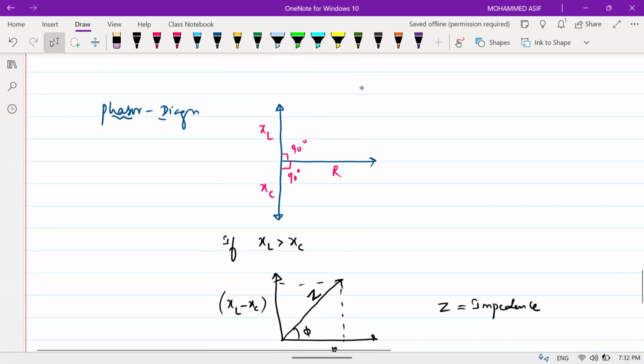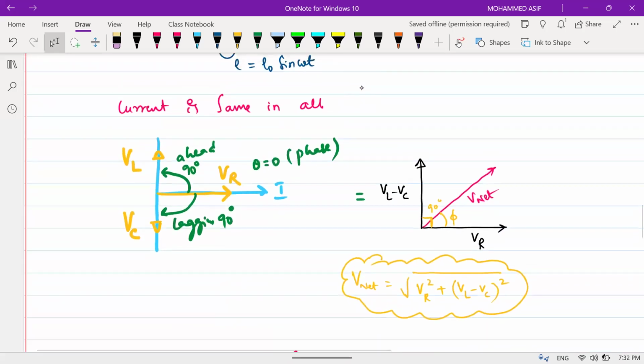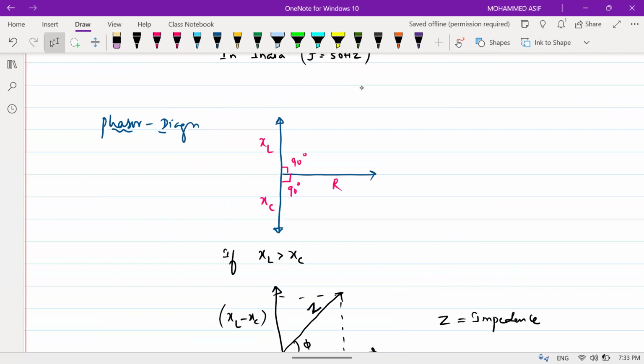See in this diagram, XL means what? VL minus VC. XL means I into XL, and VC means I into XC. In the place of L, I am taking XL, and in the place of C, I am taking XC. The angle between XL and XC is 180 degrees. The angle between XL and R is 90, and the angle between XC and R is 90. Can I say that XL is 90 degrees ahead of R, and XC is 90 degrees lagging with respect to R?